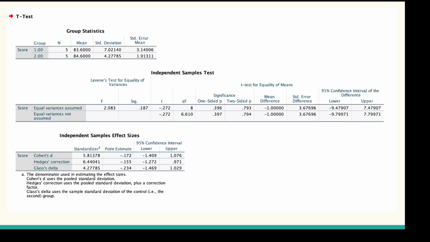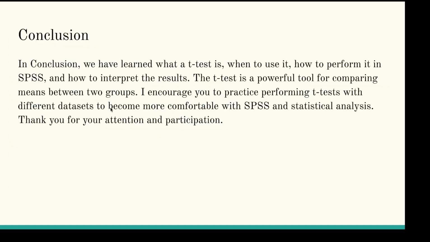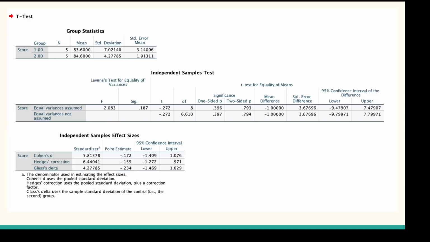In this case, the p-value is 0.187, which is greater than 0.05. Therefore, we do not reject the null hypothesis of equal variances. This means that we assume equal variances for the subsequent t-test. And so then our t-test for equality of means.